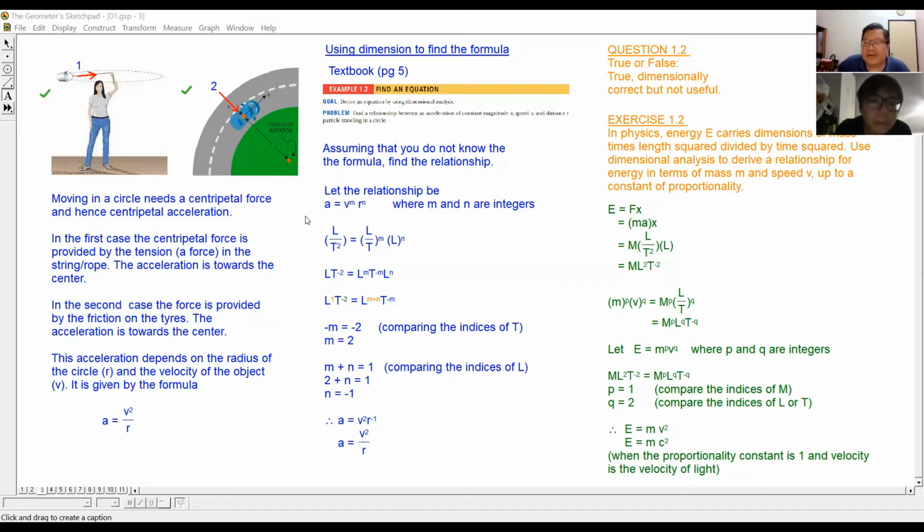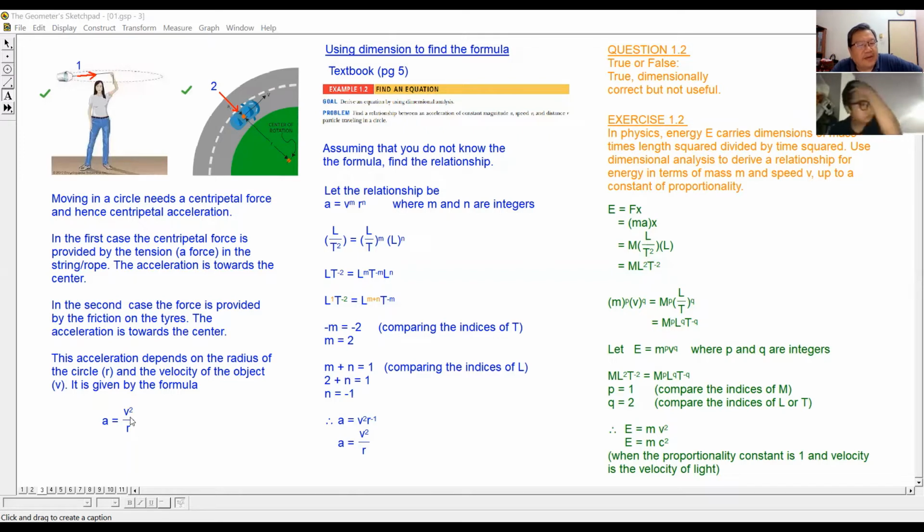This centripetal force cannot be provided by the engine of the car, because the engine is only pushing the car forward. So when you turn, something has to push, and that force is the frictional force on the tire. That's why on a racing track, at the places where they turn the corner, you can see a lot of tire marks, because the friction is pushing the car towards the center. You can see the rubbing of the tire against the road. So the friction is providing the centripetal force.